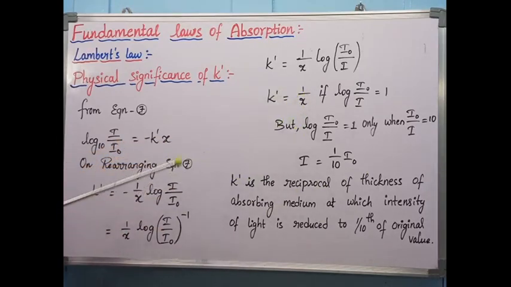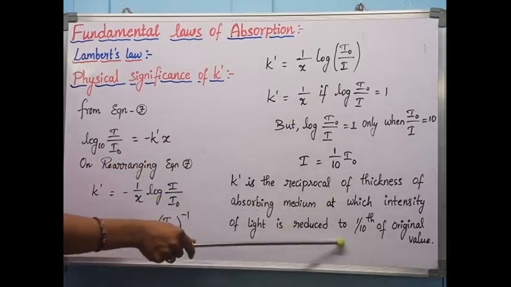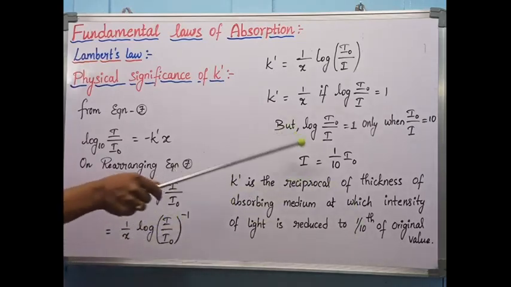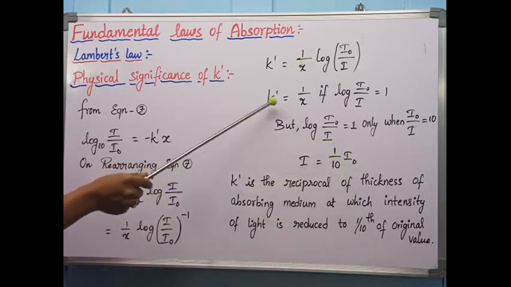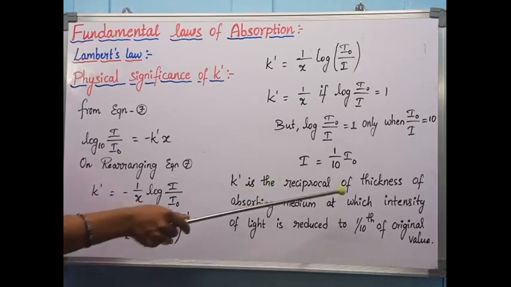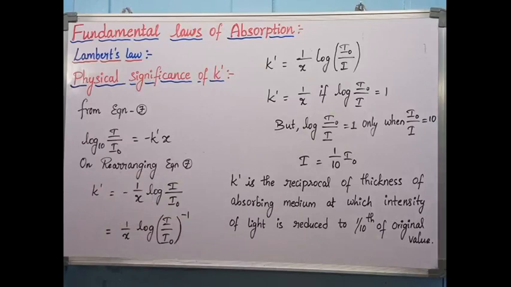X is the thickness of the medium at which the intensity of light is reduced to 1 by 10th of its original value. Whenever we are reducing the intensity of light to 1 by 10th, then only the equation becomes 1 by x. So k dash is the reciprocal of thickness of absorbing medium at which the intensity of light is reduced to 1 by 10th of its original value.